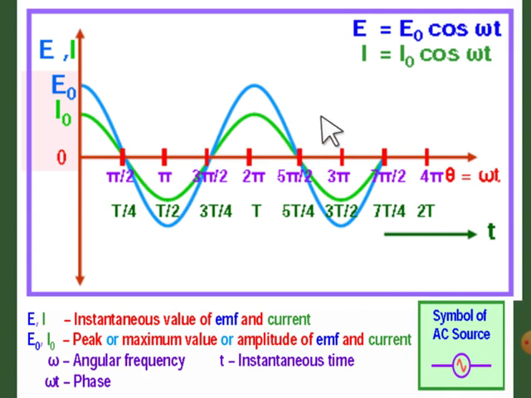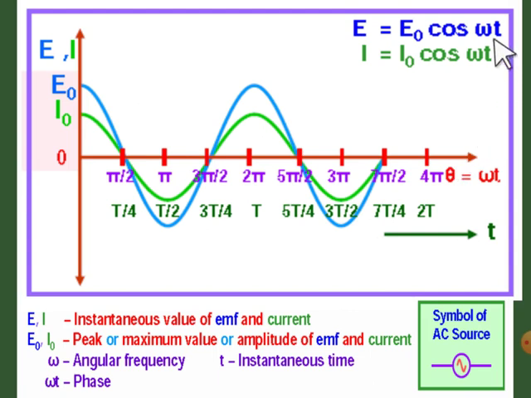Got it? And when theta is equal to thrice pi by 2, that means 270 degrees, in terms of time you can call it 3 times a quarter of the time period, that means 3T by 4. Then what happened at that time? Cosine of 270 degrees is again 0. So your E and I, instantaneous EMF and instantaneous current, will again have 0 value. That will come here.